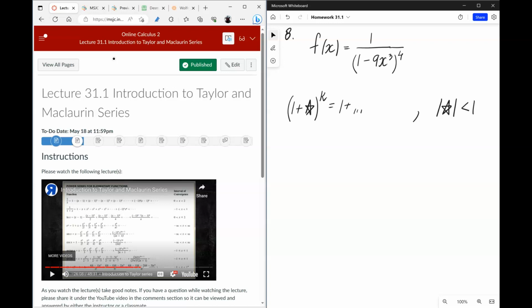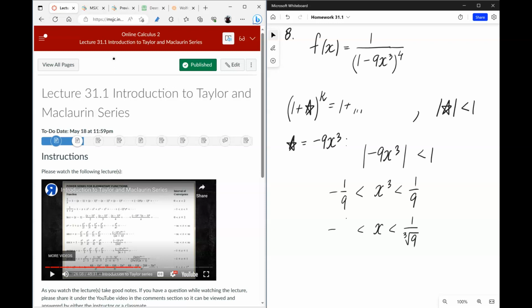Now, in our case, that something is equal to -9x cubed. So the condition that we have to satisfy in order for this series to converge is now written like this. And solving this inequality gives us this. And x is therefore here.